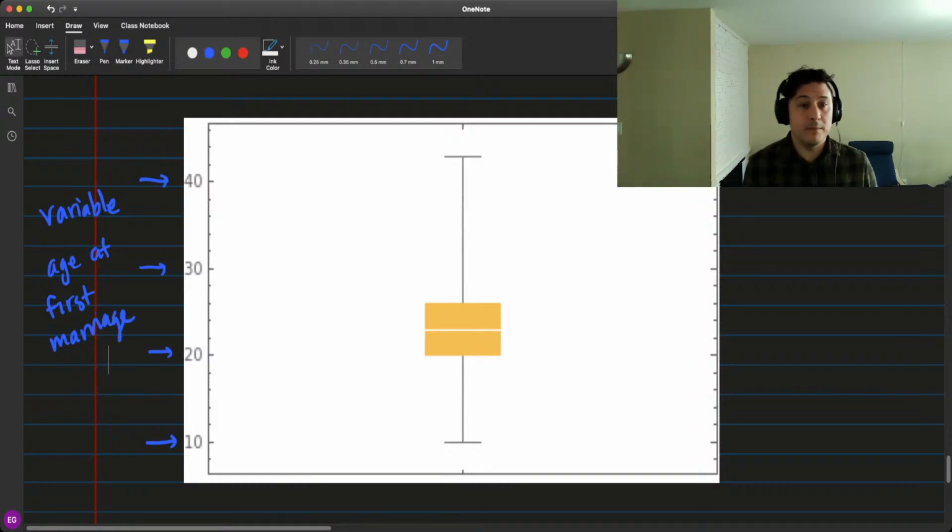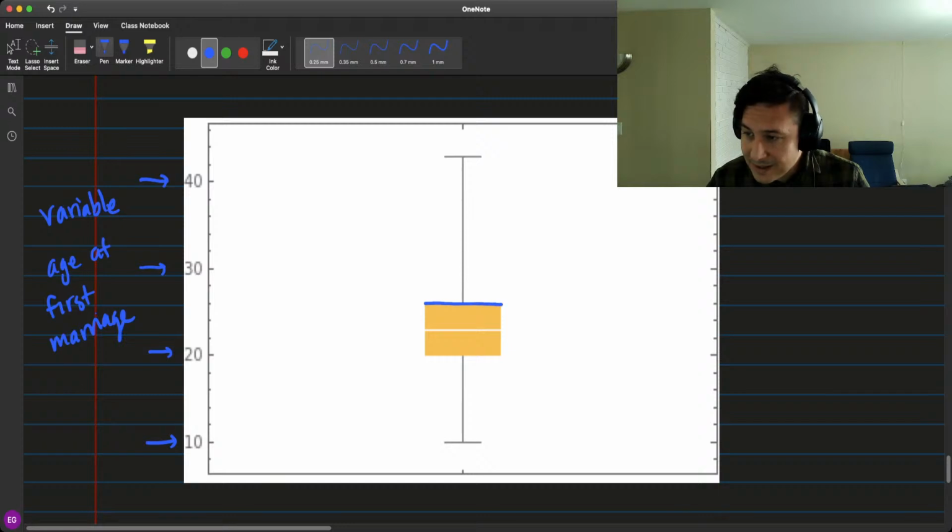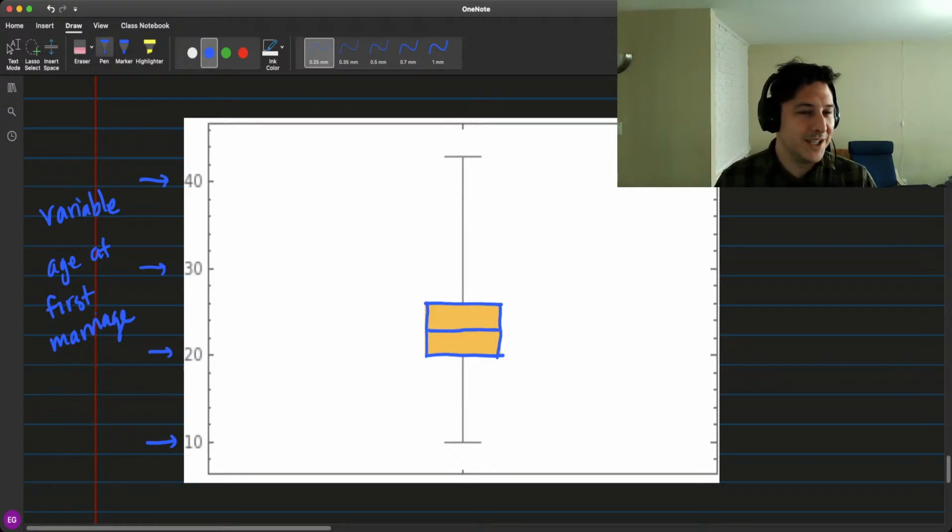Okay, and there's several different parts to the graph. Let's look at this part. What part of the graph, what do you think this part of the graph is called? It's called a box whisker chart. So this part in blue, what do you think you call that?